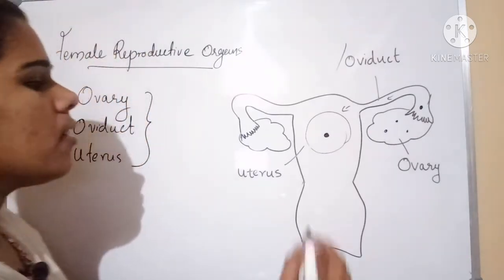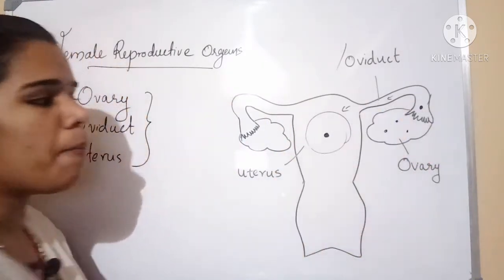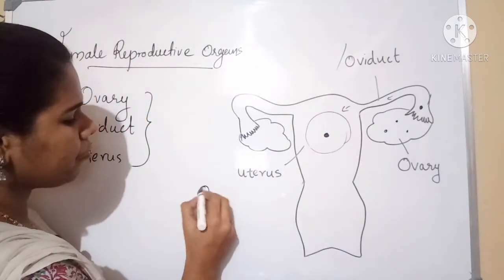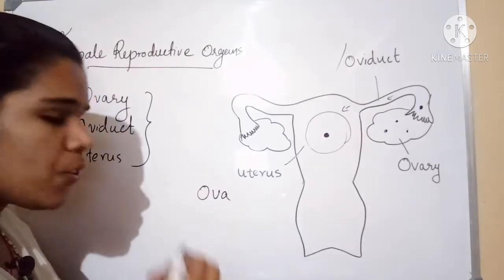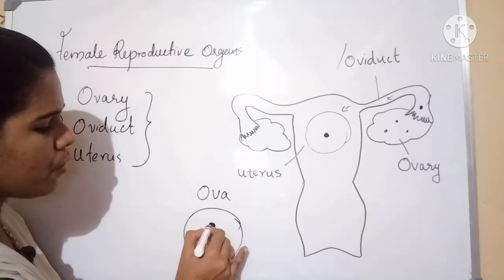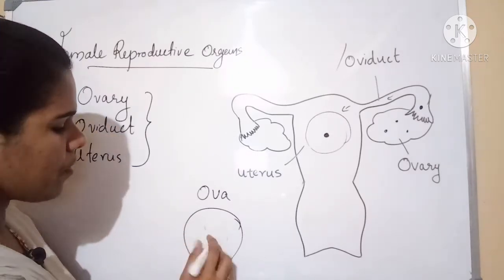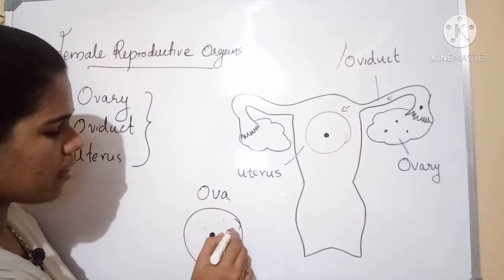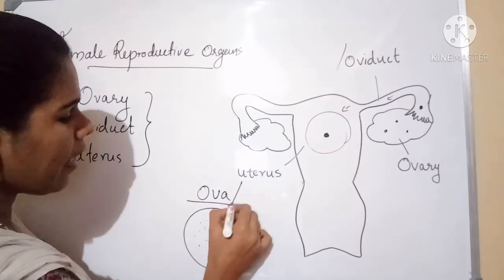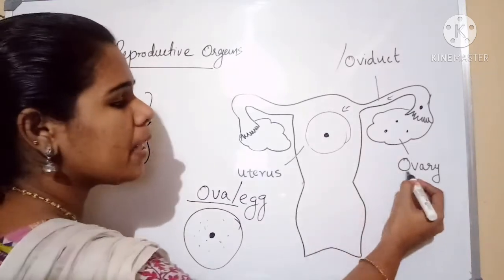So what does the ovary produce? Mature ovum or ova. Mature ova is a single cell consisting of a centrally placed nucleus and all the cell components inside it. This is called ova or egg.